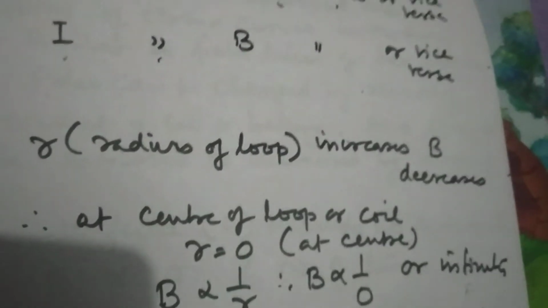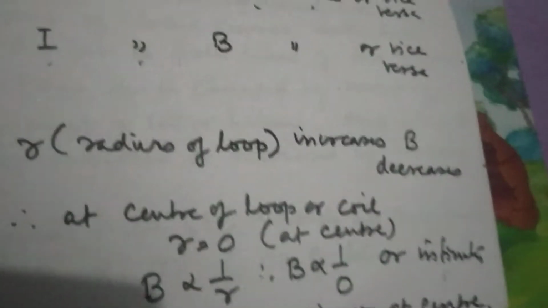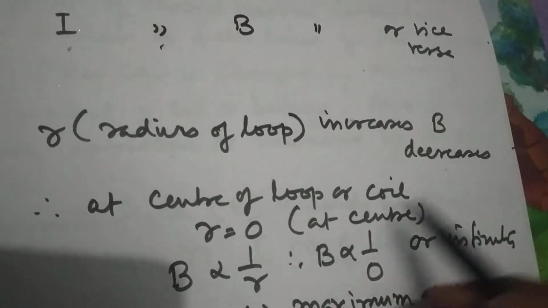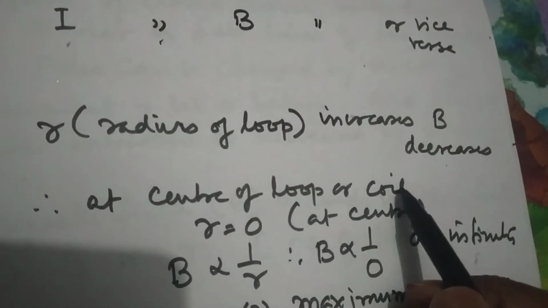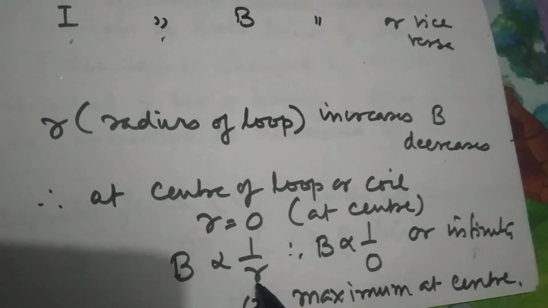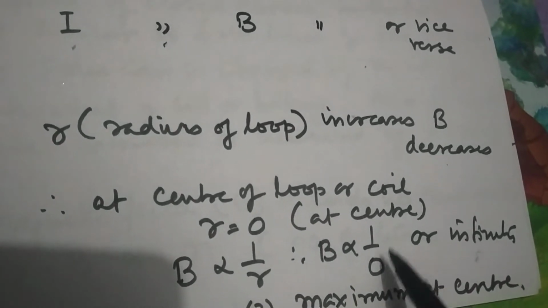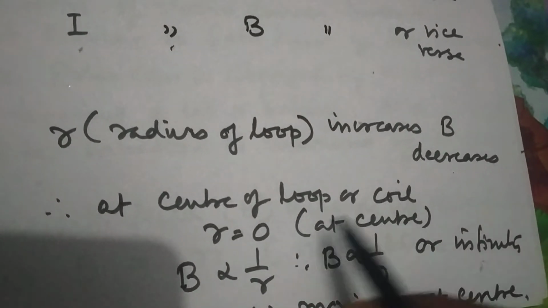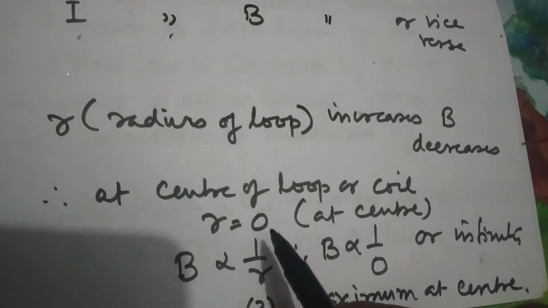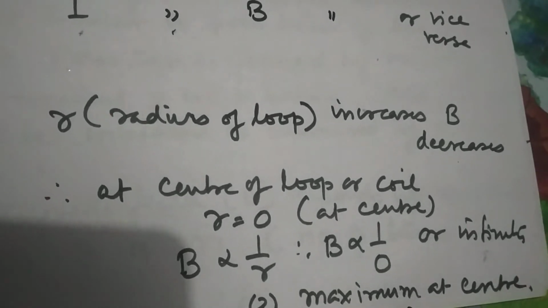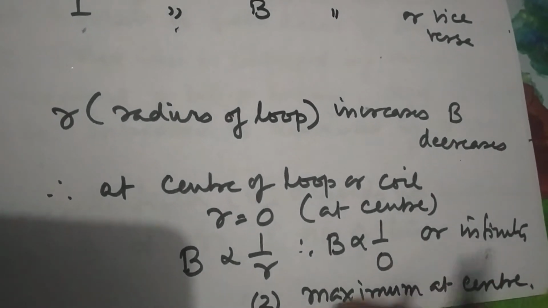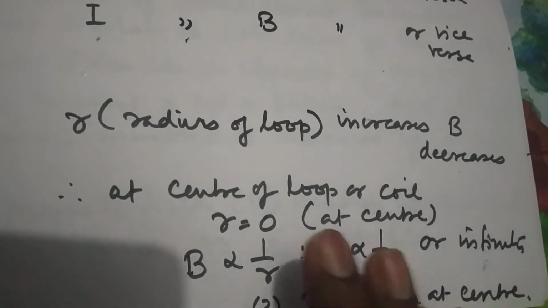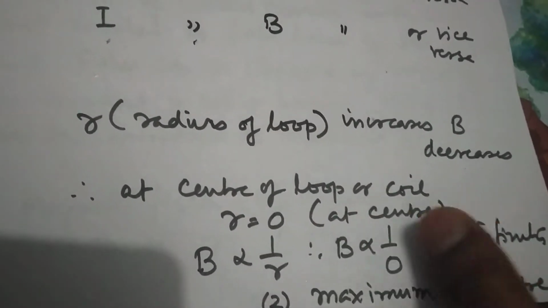And again we are telling you that if the radius of the loop increases, magnetic field will decrease. At the center of the loop, I have already told R is 0, and you put R 0, it becomes 1 upon infinity. 1 upon infinity means at the center of the loop or the coil where R is the minimum 0, your magnetic field is going to be maximum, or at the center the magnetic field is maximum. I hope these factors are clear with everybody, and you should not have any type of queries in this part.